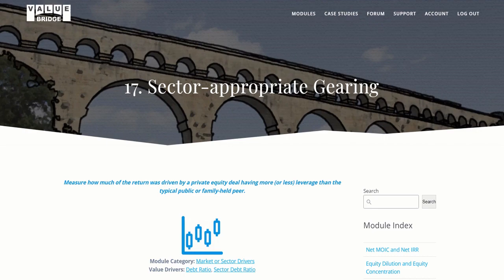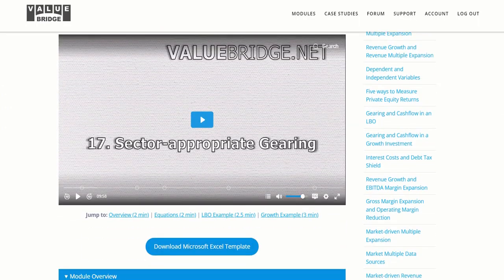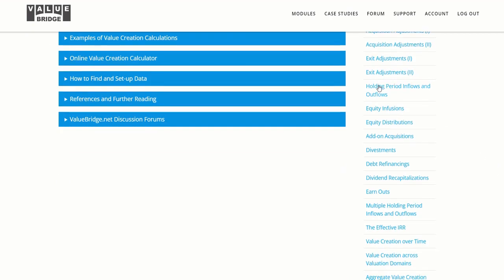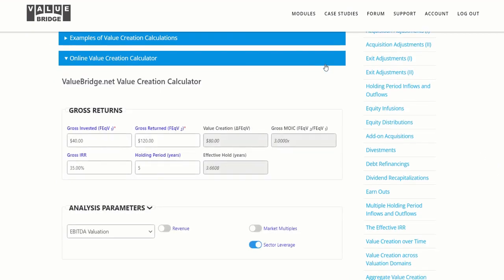This one measures how much value creation would have occurred if a company had a different leverage level, and how much value came from the deal having more or less leverage than the typical sector peer. Scroll down to the Online Value Creation Calculator section and open it up. The first thing we have is the GP or fund's gross return for the deal. The input fields are capital in, capital out, gross IRR, and the holding period. All of the output fields are in gray, and they cannot be edited because they're driven from the input fields.